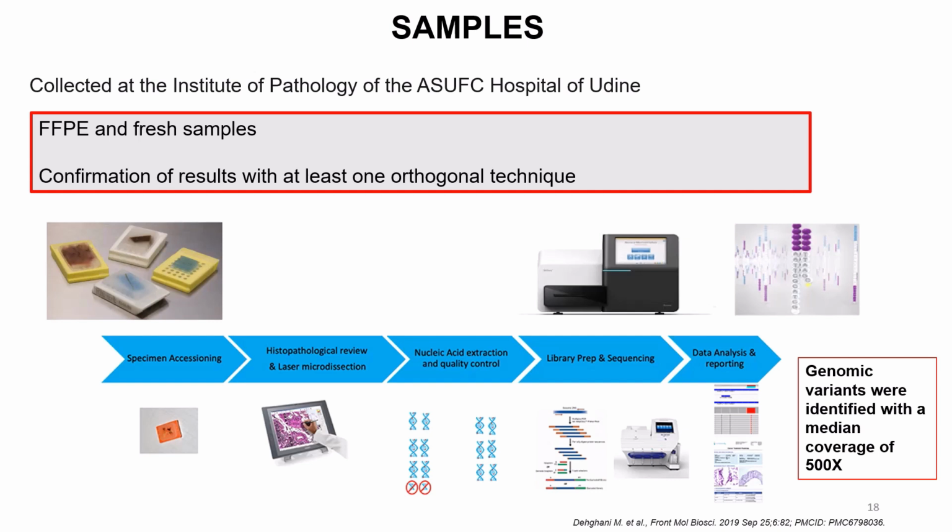In this slide you can see a representation of our laboratory workflow, and the different steps that we perform from the specimen accessioning, so from the sample, to the data analysis. We identify genomic variants with a median coverage of 100x, and we consider as true positives variants that have a VAF according to the 5% threshold.